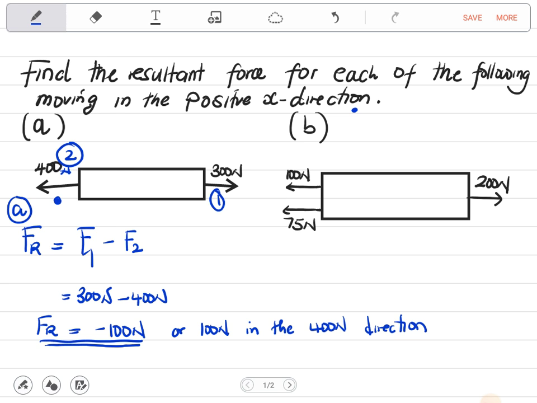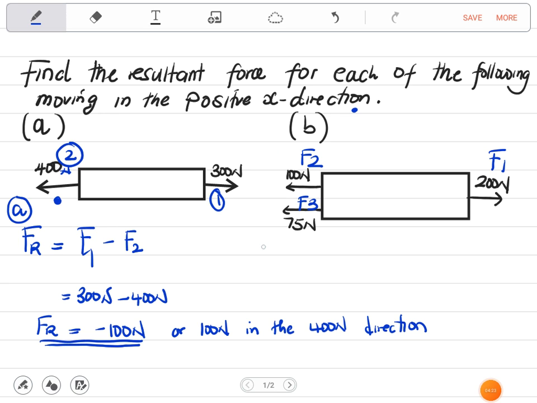All right. Now we do the same for B. Let's go to B. For B, we've got the first force is here. Then we've got, let's call this one our second force. Then let's call this one here our third force. Is it making sense? I hope so.